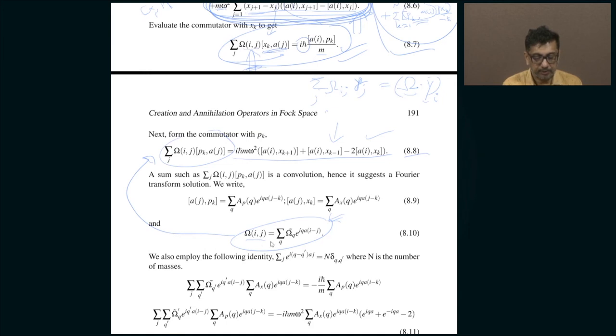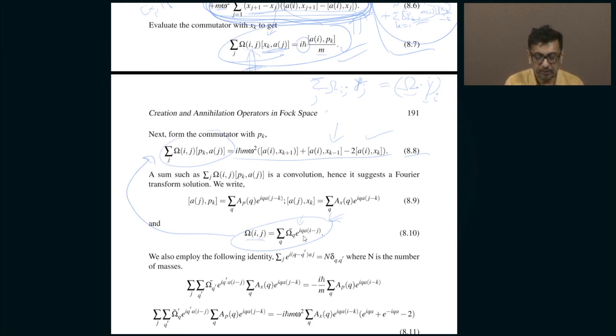So, what we are going to do is rewrite this in the Fourier sense, in that we can always rewrite a function which depends on i minus j in terms of its Fourier component. So, now omega tilde q will be a Fourier component. q is your Fourier transform variable. So, if i and j were your direct variables, q is your Fourier transformed variable.